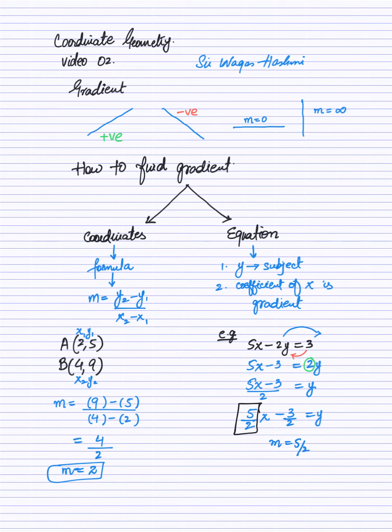So whenever you have an equation, the first step is you need to make y the subject, like I did here. And once y is the subject, the coefficient of x, it means whatever is written with the variable x, is your gradient, and that is the method.